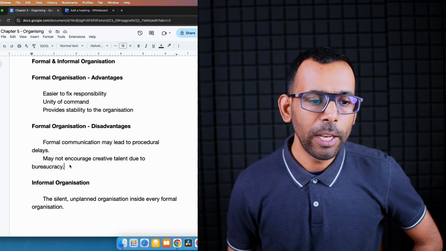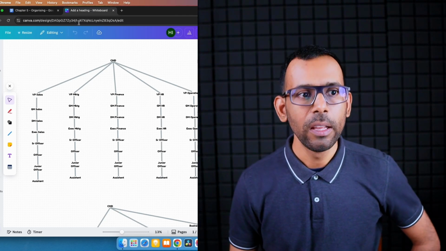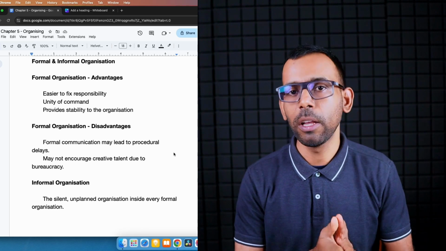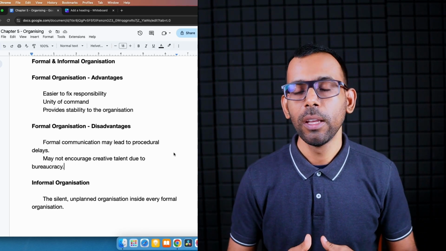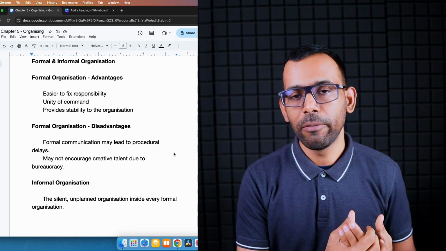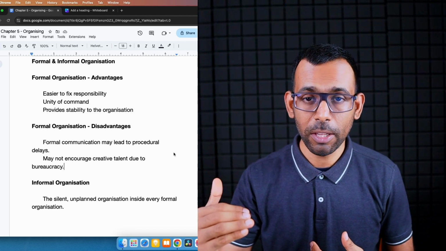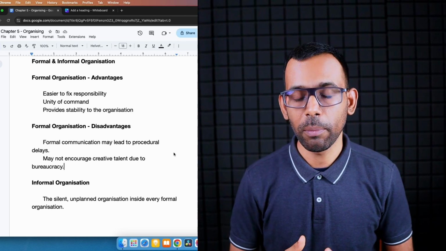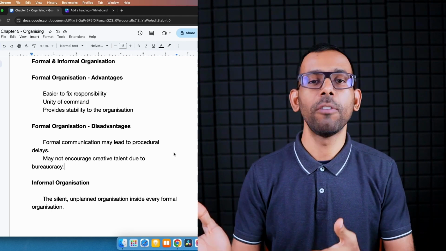And the next thing is, it may not encourage creative talent due to bureaucracy. Exactly the point which I just said. In a formal type of organization, work has to be done in that particular way. You will not get room or budget for creativity, especially in old organizations, like companies that have lived for more than 50-60 years. The people at the general manager level, deputy manager level would already be 55 to 65, 70 years old. They will be nearing retirement. And those people will not be so welcoming to creative talent or a new way of doing things.